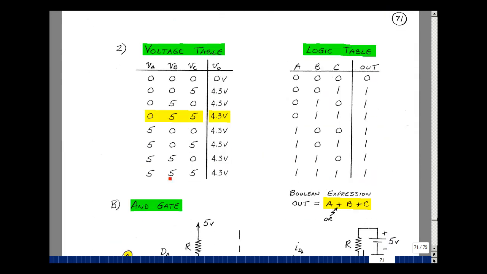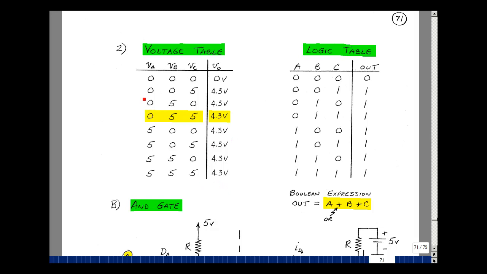Let's fill in our voltage table. We started with 0, 5, 5. We found that the output was 4.3, but really, if we just have one input that's 5 volts, that'll forward bias that diode and force the output to be 1 diode drop less than the input. That's true here, it's true here, it's true here, true here, true here, and true here.